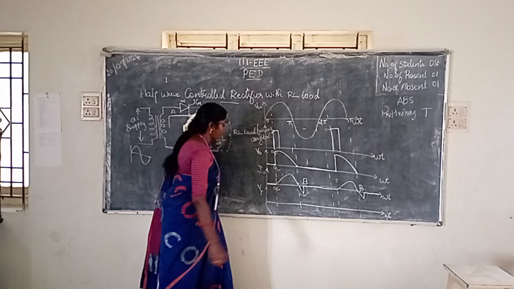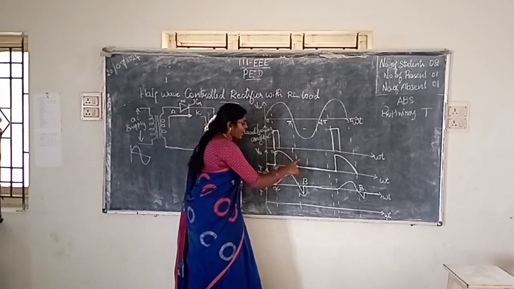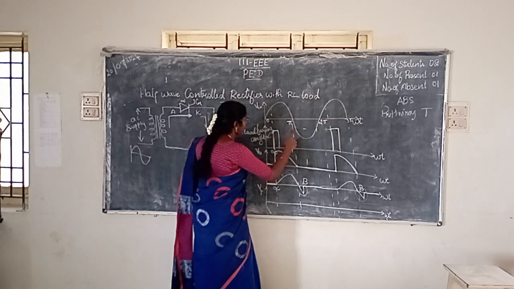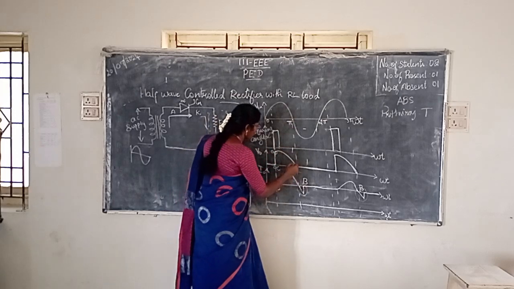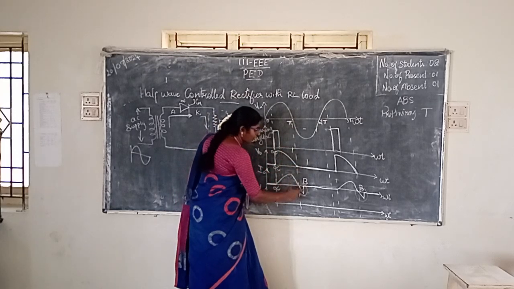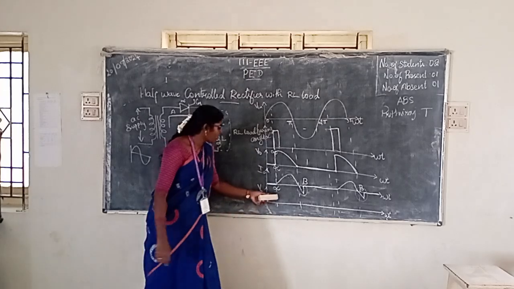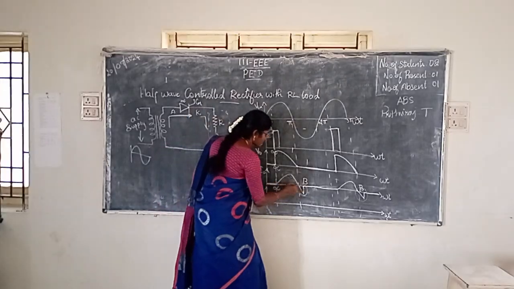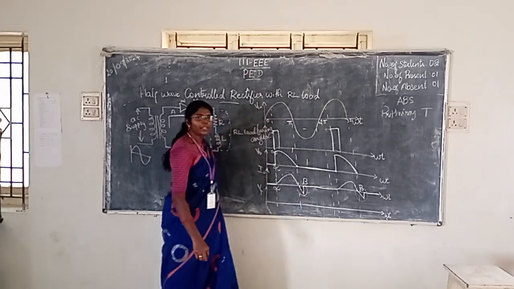So for the voltage, from where till where is it conducting? From 0 to pi. Here it is alpha for the current, where it is still conducting, alpha to beta. So the conduction is taken from alpha to beta.